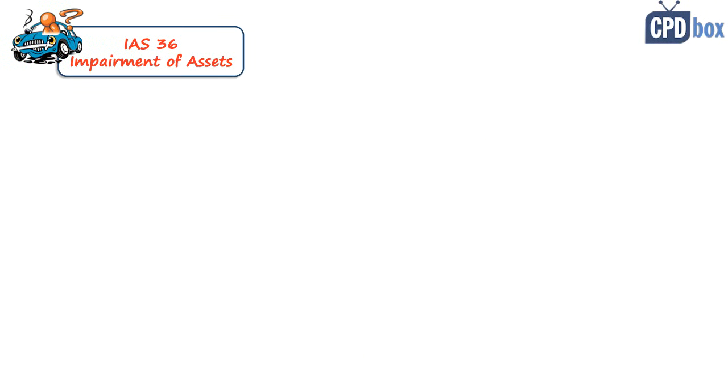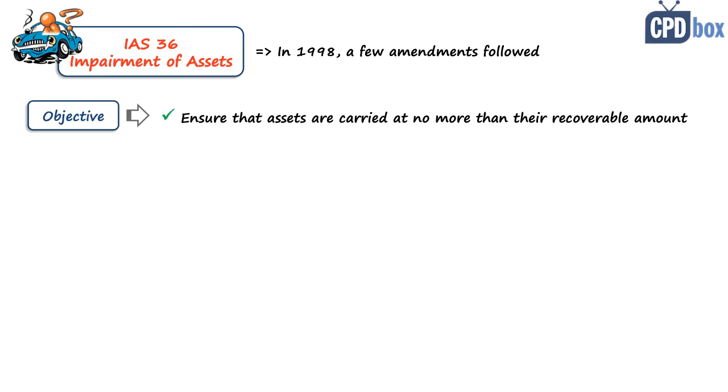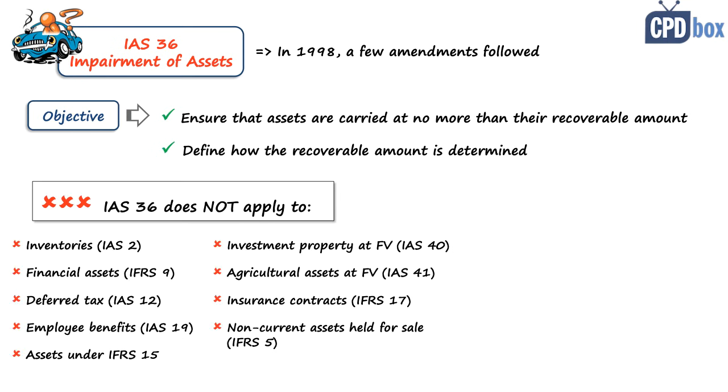So IAS 36 was issued in 1998 for the first time, and it has been later amended a few times. Its objective is to ensure that assets are carried at no more than their recoverable amount, and to define how recoverable amount is determined. The rules of IAS 36 apply basically to all assets, of course, with some exceptions like financial assets, inventories, and you can see the full list of exceptions on the screen.